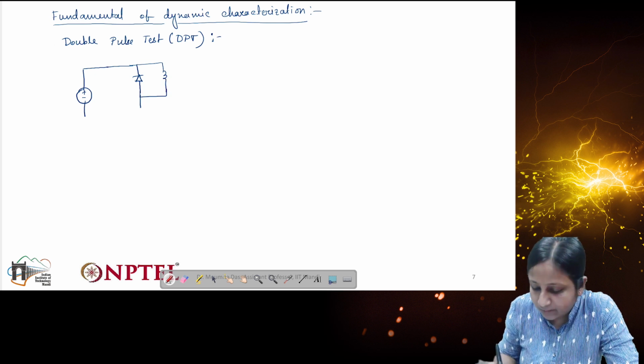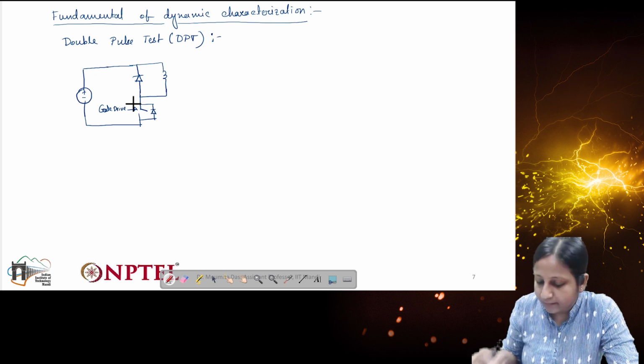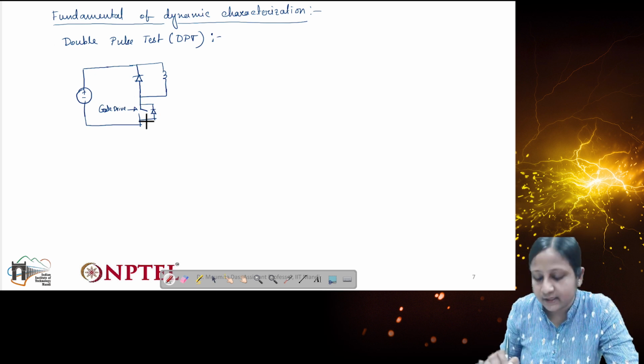Now this will be connected to the lower switch, which we have represented here as S2. The lower switch also will have an anti-parallel diode, but that is not a problem. So here we can provide gate drive. This gate drive will have two signals.